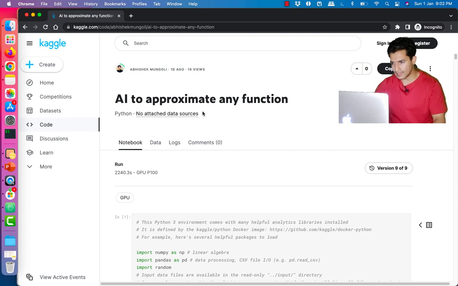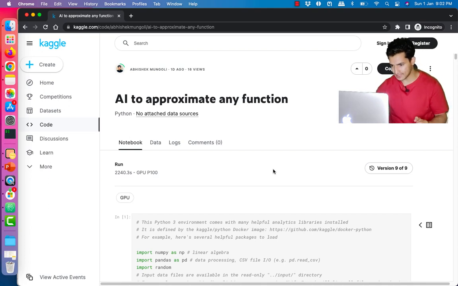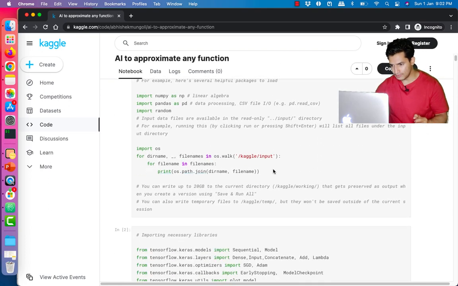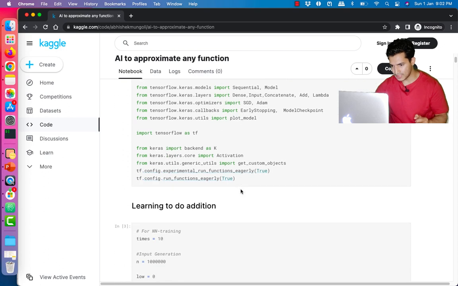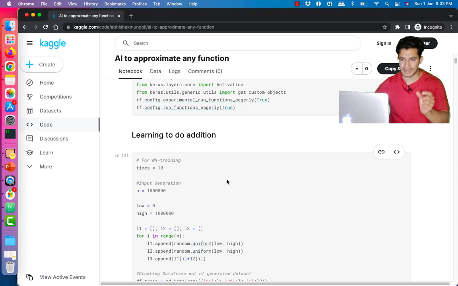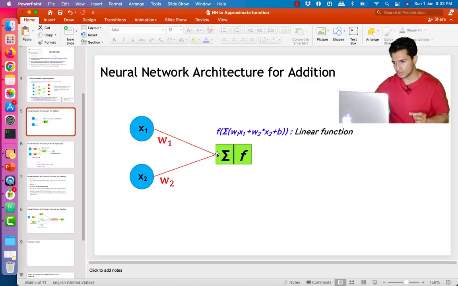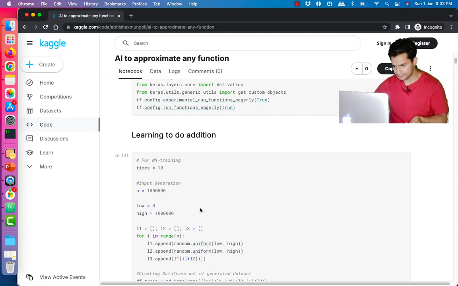So this is a Kaggle notebook where I have trained this neural network, and I will make the link of the notebook available in the description section. We will import all the necessary libraries, then we will first make a neural network learn how to add two numbers. We have seen that addition of two numbers is very simple. We can just pass it through a linear activation function, and summation will happen at the neuron, and it can learn that the weights are close to 1.